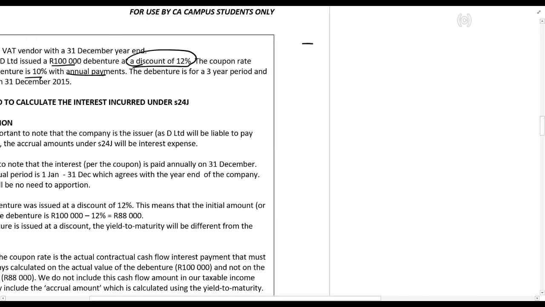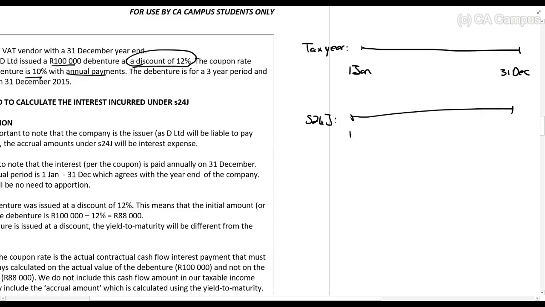So again, guys, I want you to just pay attention. All of these examples will be like this in this set, but I want you to just remember your tax year runs from the 1st of Jan to the 31st of December. Your section 24J period also runs for the same period. So there's no need to do any apportionment or strange things like that.